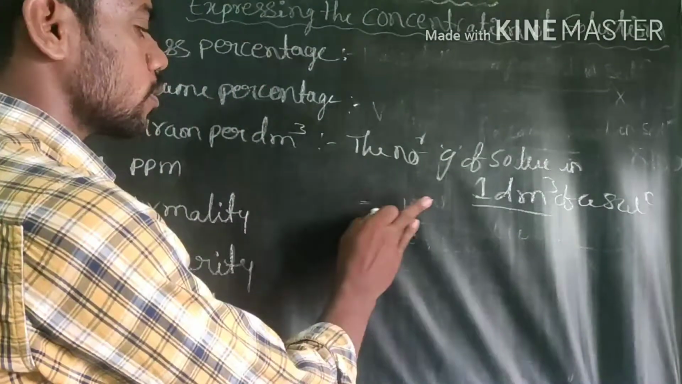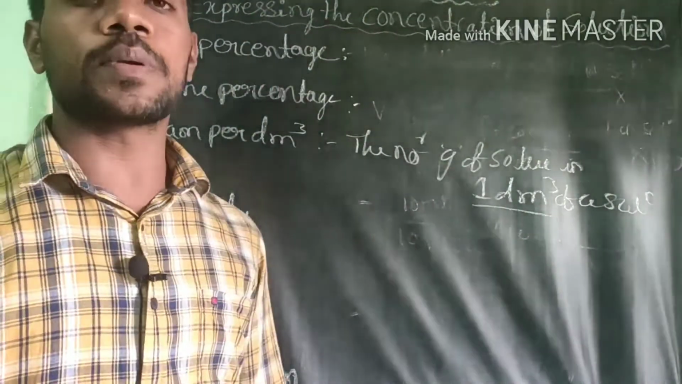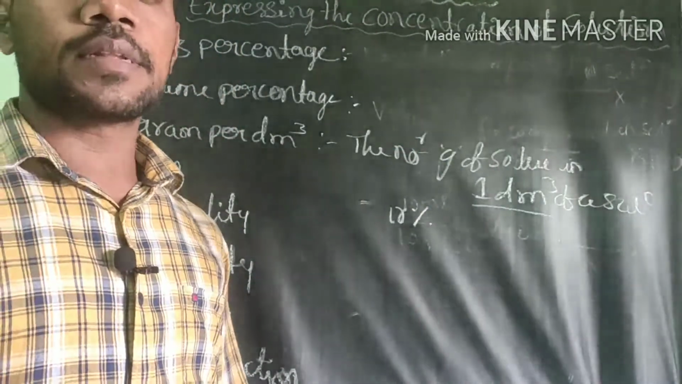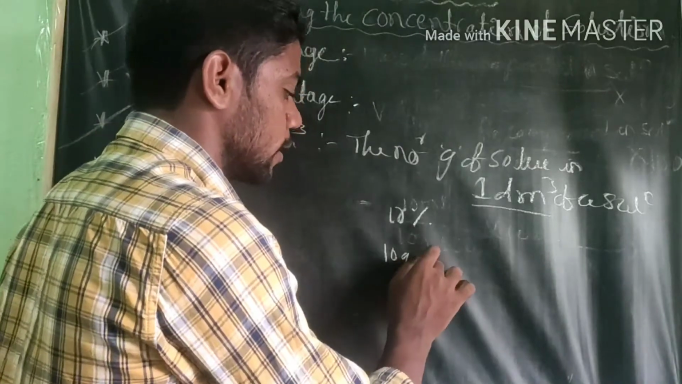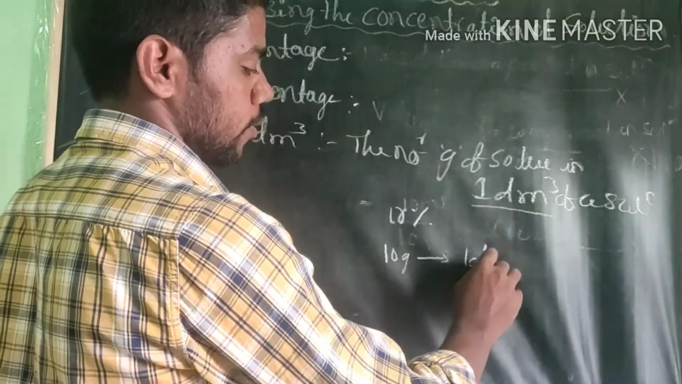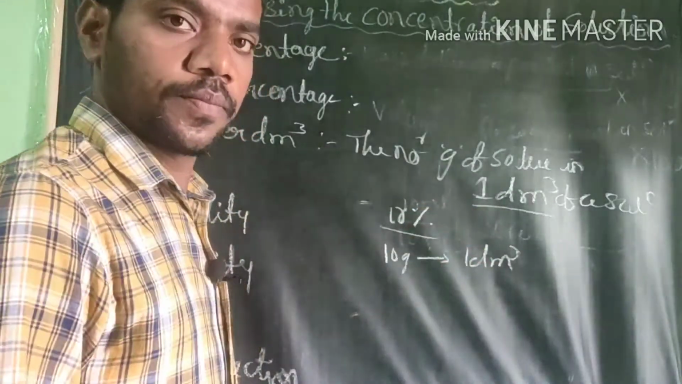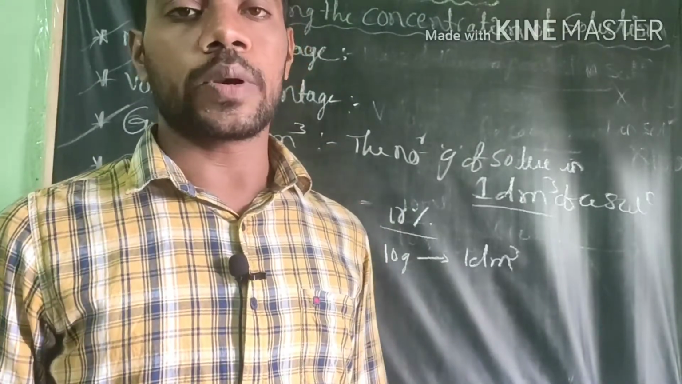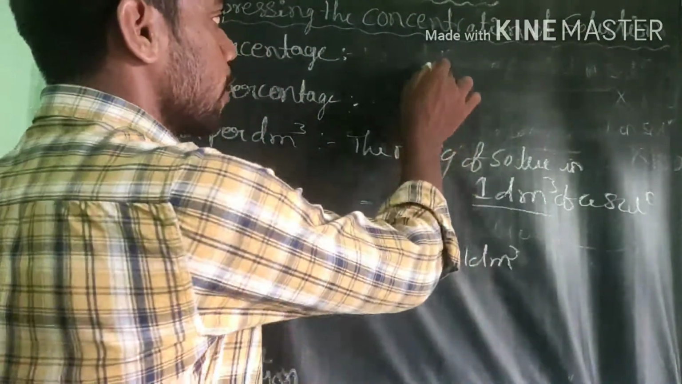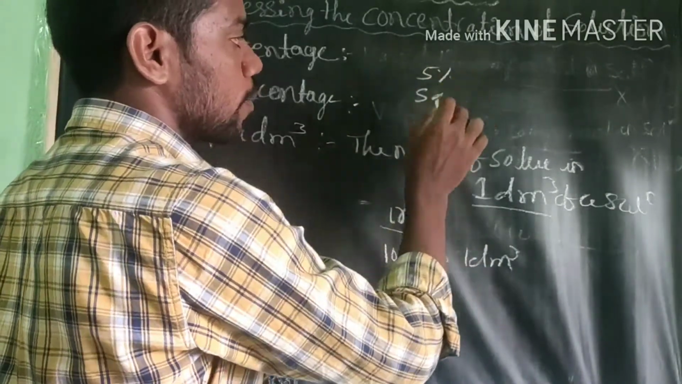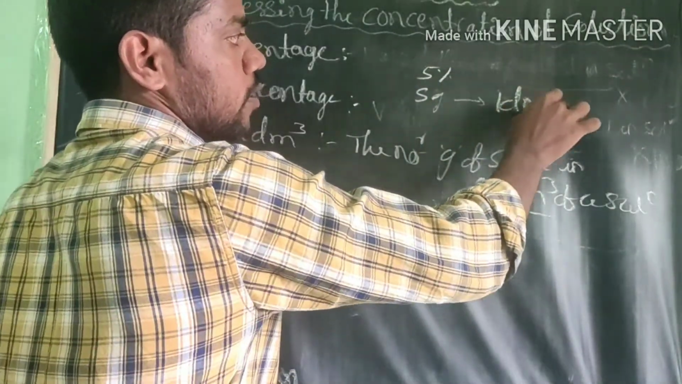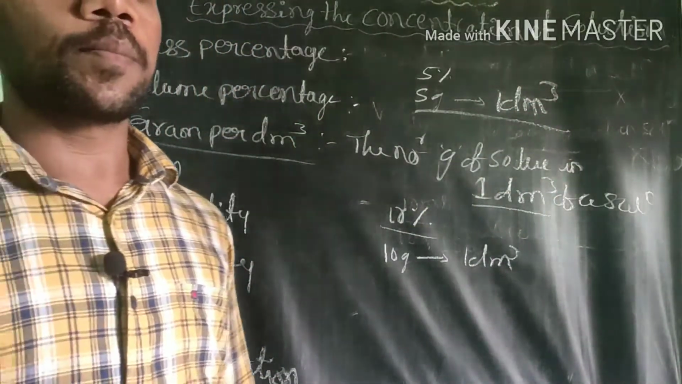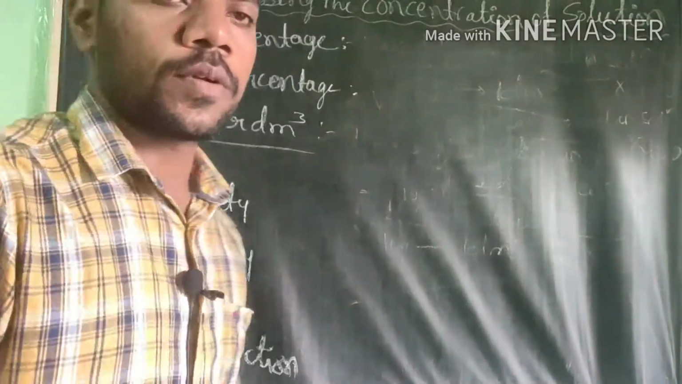For example, 20% solution and 10% solution. How to prepare a 10% solution? A 10% solution means 10 gram of a compound dissolved in 1 dm3. That is a 10% solution. For example, we are told to prepare 5% of sodium chloride. 5% of sodium chloride means 5 gram of sodium chloride dissolved in 1 dm3, that is called gram per dm3. Okay.